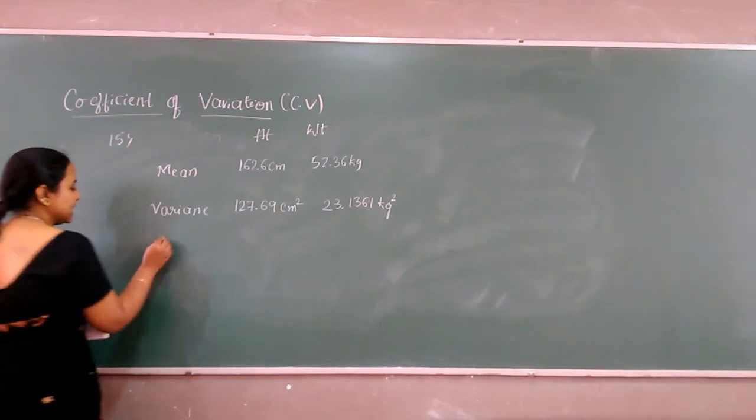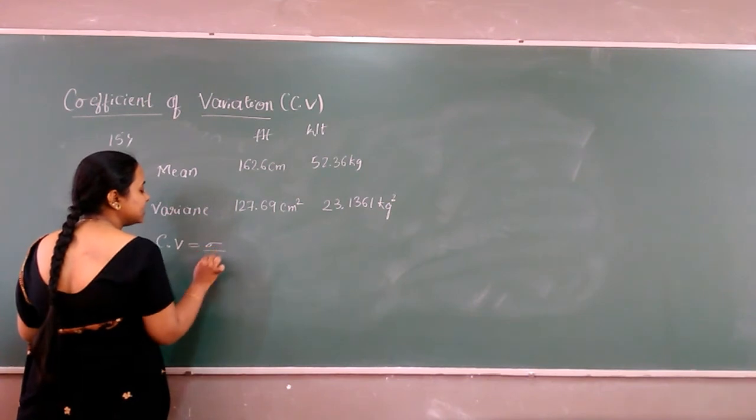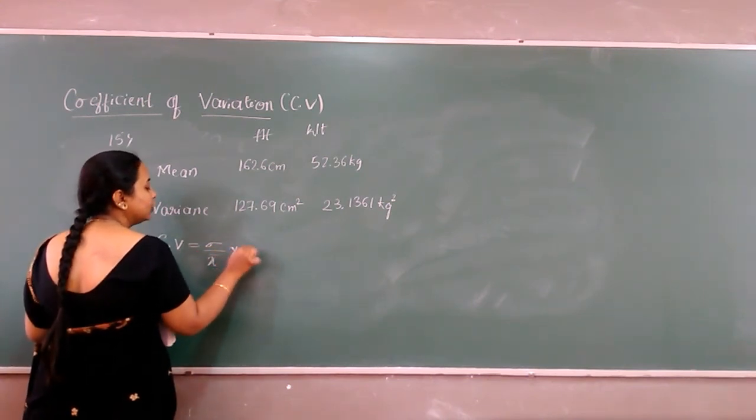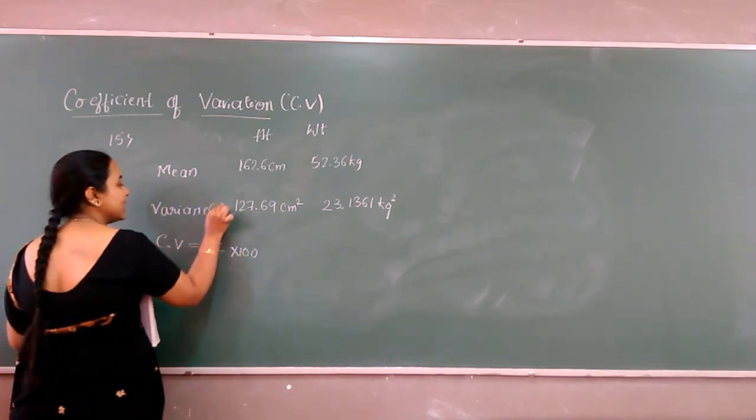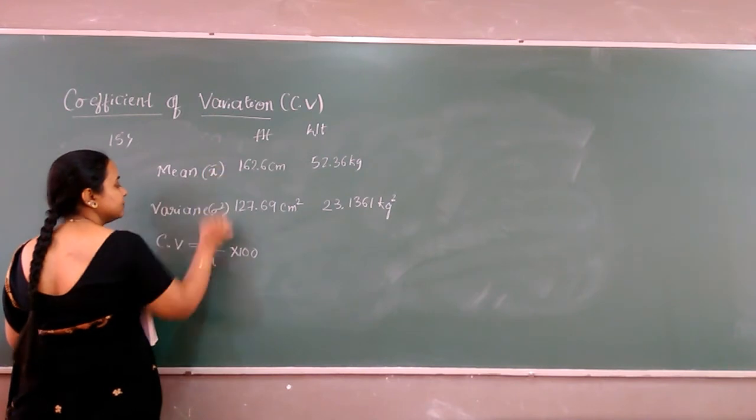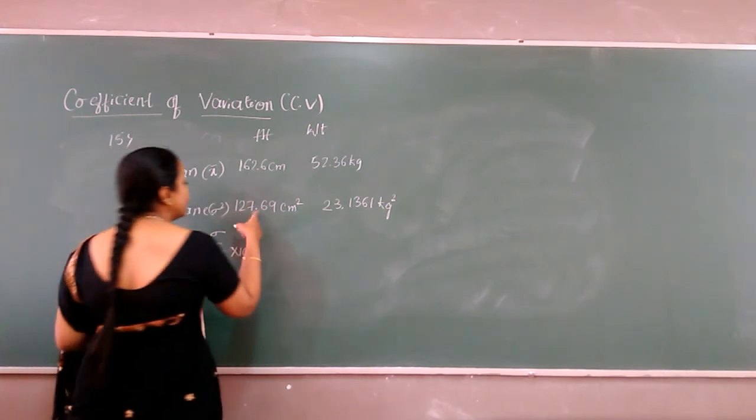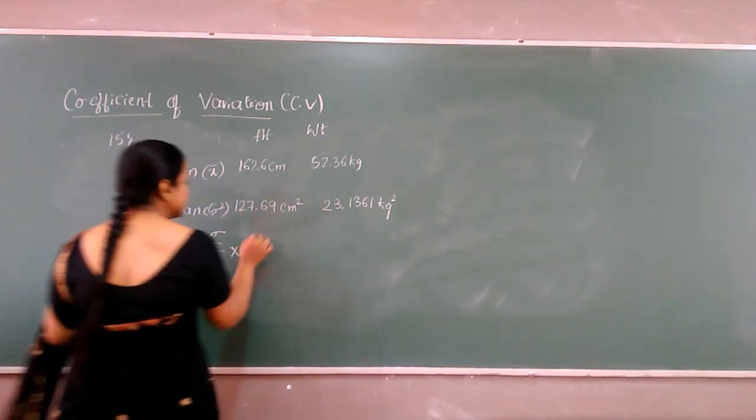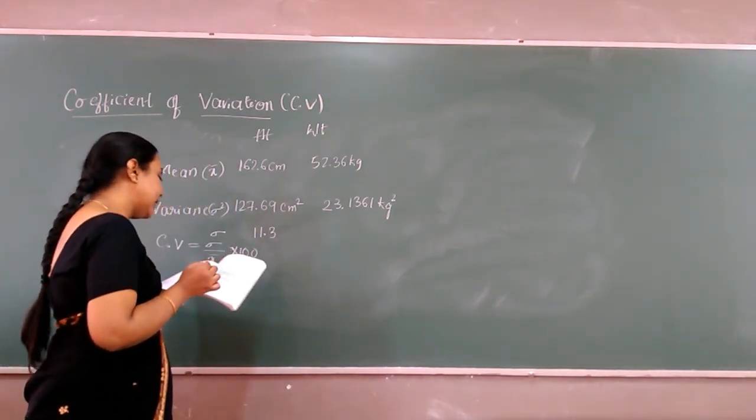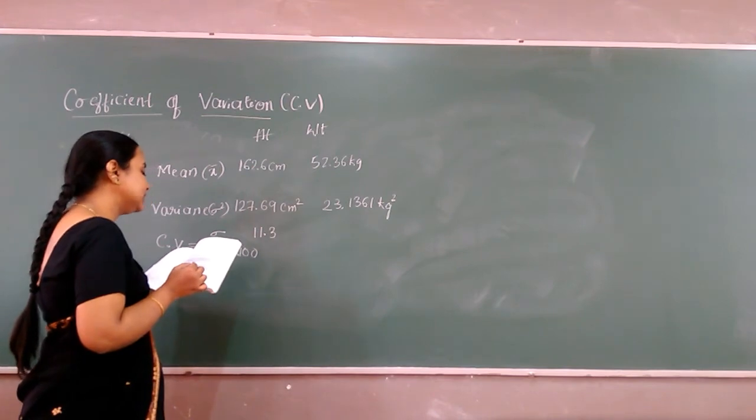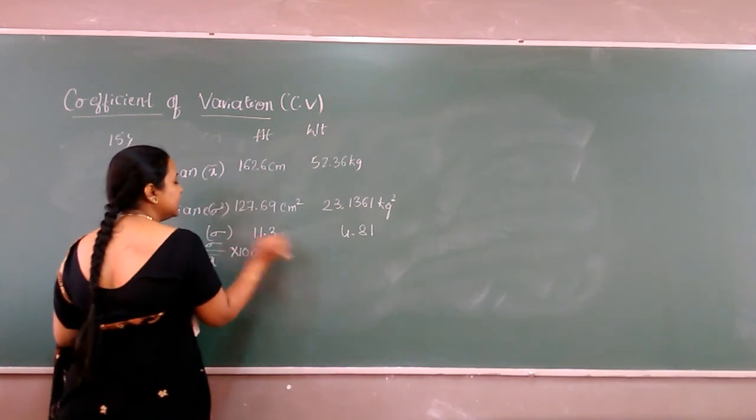So what is the next thing? We will calculate our coefficient of variation. What is the formula? Standard deviation divided by mean into 100. But for us, what is given? Standard deviation is not given. Sigma square is given, right? And here mean is given. We will first calculate sigma. How do you calculate the sigma? Square root of 127.69, so it is 11.3. Similarly, the square root of 23.1361 will be 4.81. So we know sigma now.